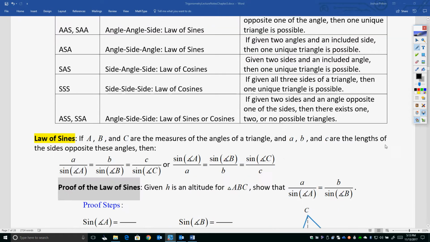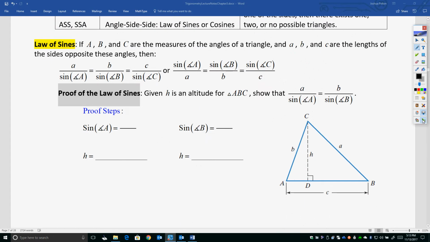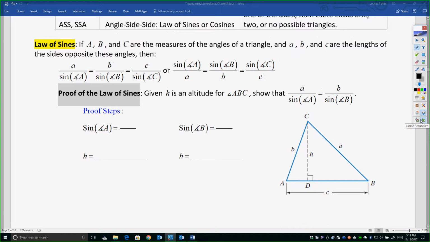So first off, why does the law of sines work? Well, there's two versions of the law of sines. There's this version, and then there's this version. Because they're all proportions, it doesn't matter whether the angle goes on top or the sides, as long as you're consistent for all three. So you can take any oblique triangle and draw the altitude, and as a result I'll get two right triangles.